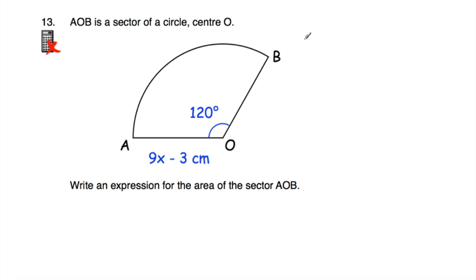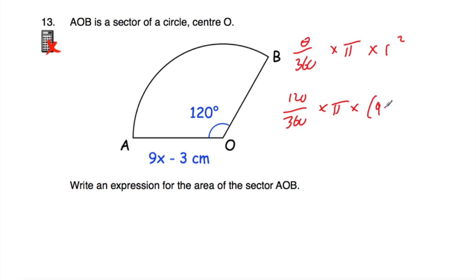So the area of a sector is beta over 360 multiplied by pi multiplied by the radius squared. In other words, the fraction of the whole circle. So beta is going to be equal to 120. I can see that's a third of a circle because 120 plus 120 plus 120 is 360. So this is a third of a circle, and whenever you do loads of these sector questions, you get to spot that. Multiplied by pi multiplied by the radius. Now the radius is 9x minus 3.